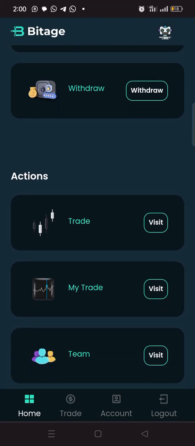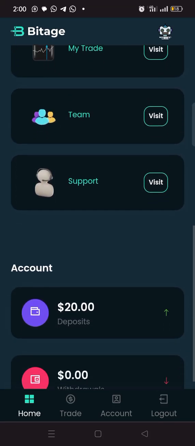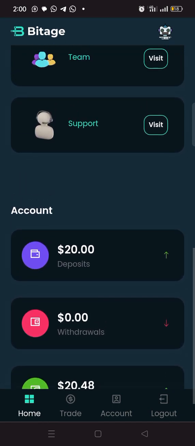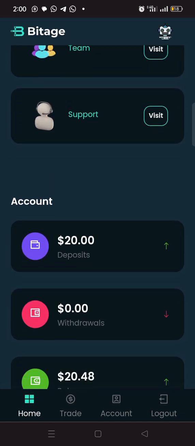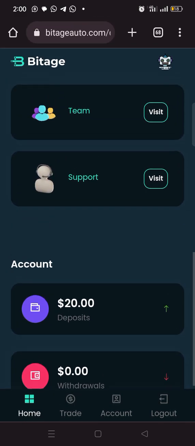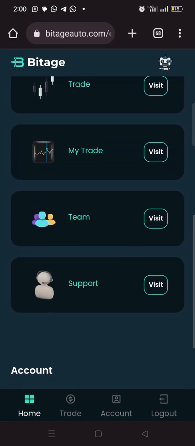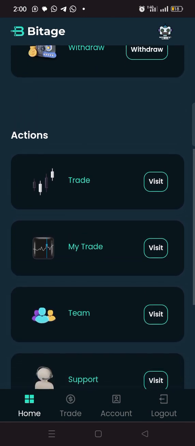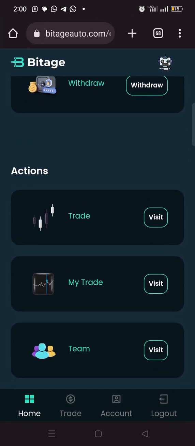So I have deposited $20 into my Bitage Arbitrage wallet. The next thing to do is to click on trade, then click on visit here.